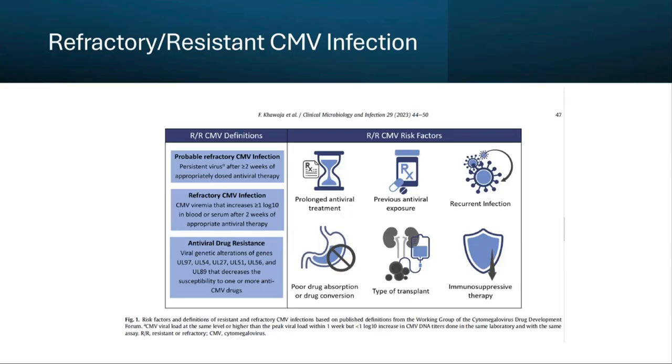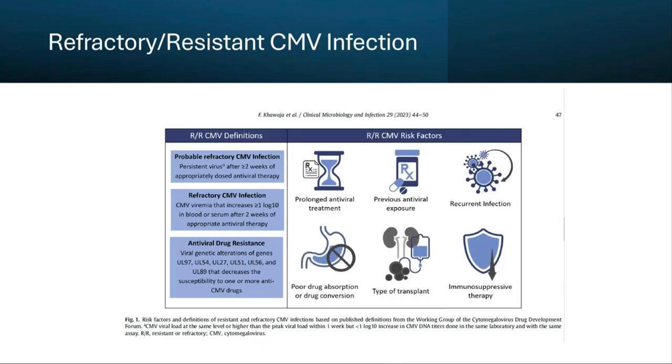So this table has the definitions for refractory and resistant CMV infection. Refractory CMV infection is defined as you have a persistent virus after 2 or more than 2 weeks of appropriately dosed antiviral therapy. And resistant CMV infection is defined as a patient with refractory CMV infection who also has evidence of resistance based on your resistance testing.